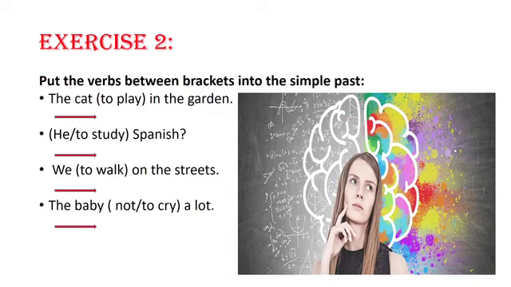So now let's move to the other exercise. Exercise number 2. So now you have verbs between brackets: to play, to study, to walk, not to cry. These verbs are between brackets and we want you to put them into the simple past. What do you think about the first sentence? The cat, to play, in the garden. What's the simple past here of the verb play? Remember, you have a category here, verb ending in y. See what's behind the y.